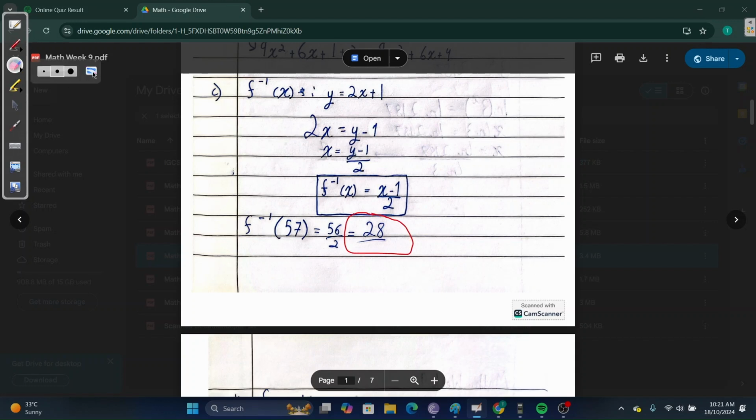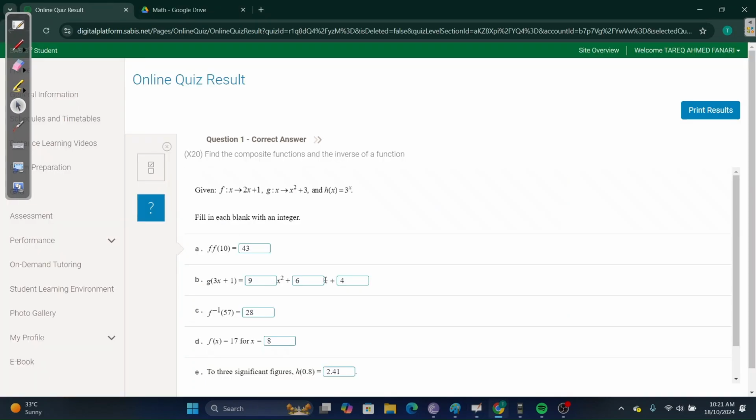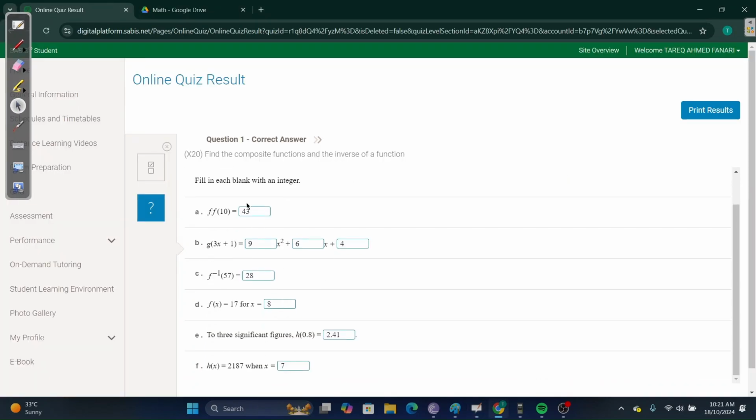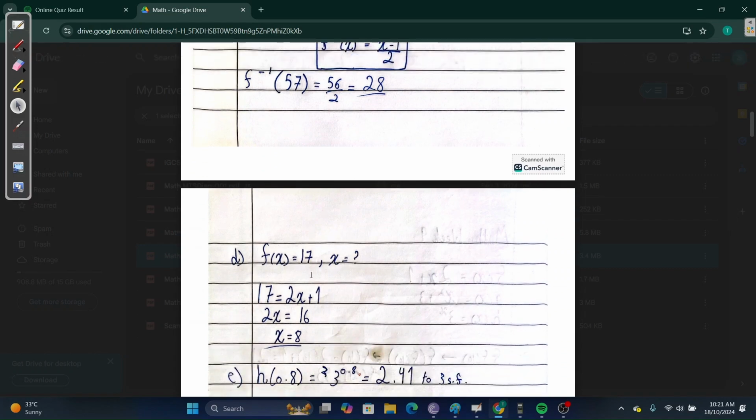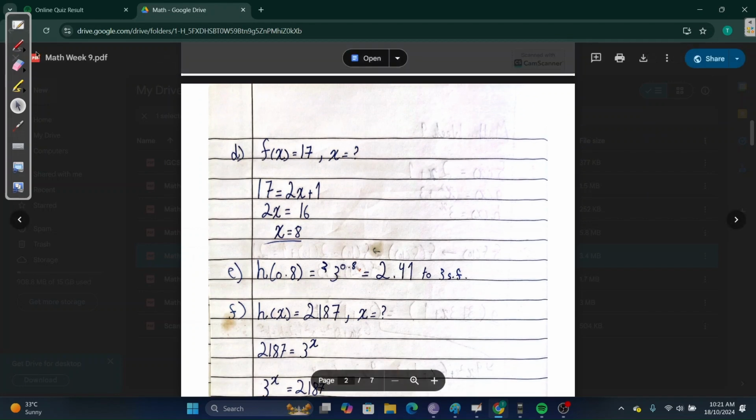Okay, part D, which is f of x equals 17, for x equals what? Basically, what this means is you have f of x is equal to 17. What is the value of x? So you know how a function is, for example, f of x, whatever the function is, I'll just write dots. They gave you the value of f of x. So basically this is y, this is your f of x value.